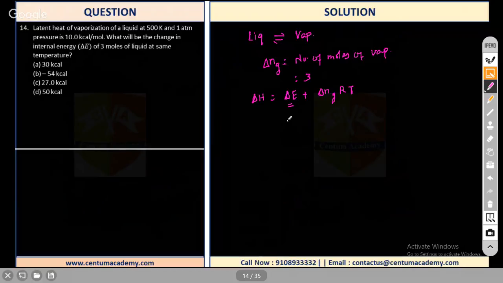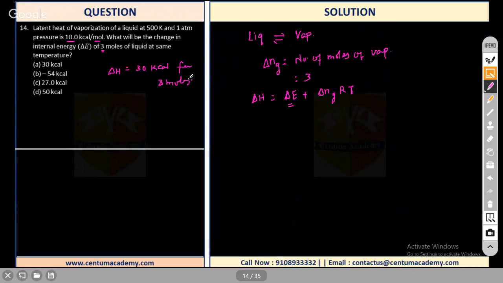See, delta H will be what? Delta H will be 30 because this is 10 kilocalorie per mole. Shreyash, maybe you have made the mistake over here. It is 10 kilocalorie per mole, but we have 3 moles here. So delta H will be 30 kilocalorie for 3 moles. Do it, you'll get the answer quickly.